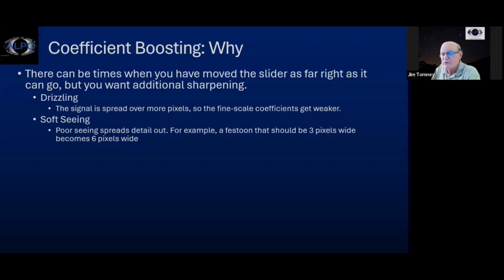Another use case is if your seeing has been soft. Again, same sort of thing. Poor seeing is going to spread that detail out. So you might have a festoon that is actually about 3 pixels wide. If it gets smeared out because of the seeing, it ends up becoming 6 pixels wide. And so that changes it. It makes that coefficient weaker. So for that particular layer, the coefficient value on that pixel is going to be lower because of this.